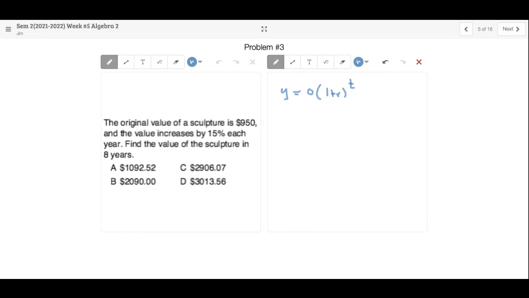What is the answer for this problem? Letter C? Oh, everybody says letter C. I didn't do the problem yet.